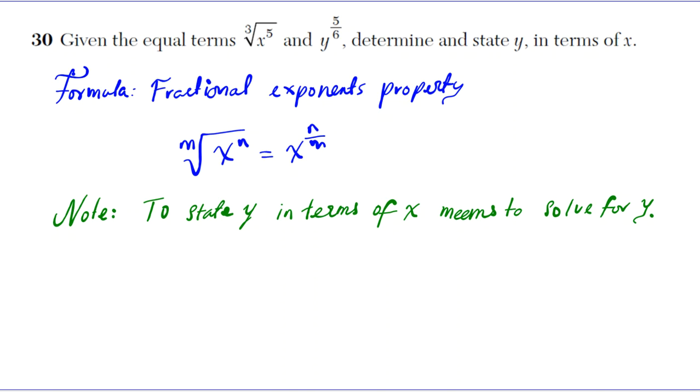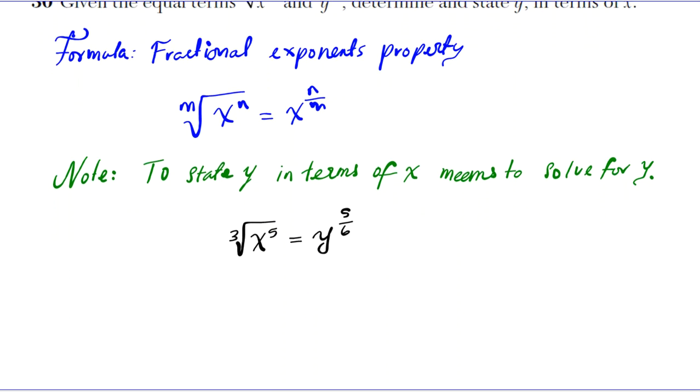So we have the third root of x to the fifth power equals y to the 5/6. So the goal is to get y isolated. In order to isolate y, we need to get rid of this power, the 5/6 power. Now, to ease our problem solving process, how about we express both as fractional exponents? Using the fractional exponents property on the term on the left side, we can express this as x to the fifth. Now the root becomes the denominator of your fractional exponent, and that is equal to y to the 5/6.